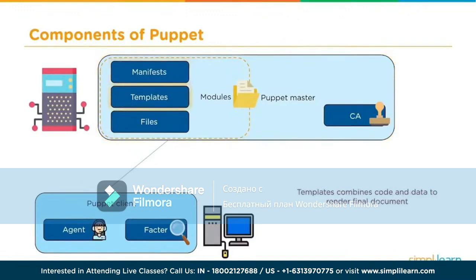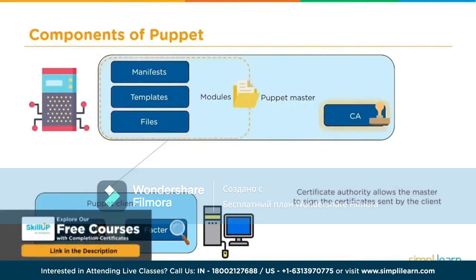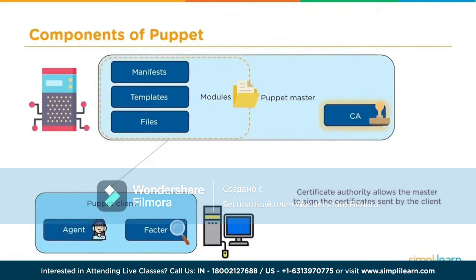We have templates that combine our code together to render a final document. And you have files that will be deployed as content that could potentially be downloaded by the clients. Wrapping this all together is a module of manifests, templates, and files. You would apply a certificate authority to sign the actual document so that the clients know that they're receiving the appropriate and authorized modules. Outside of the master server where you'd create your manifests, templates, and files, you would have the Puppet client, a piece of software that is used to configure a specific machine.